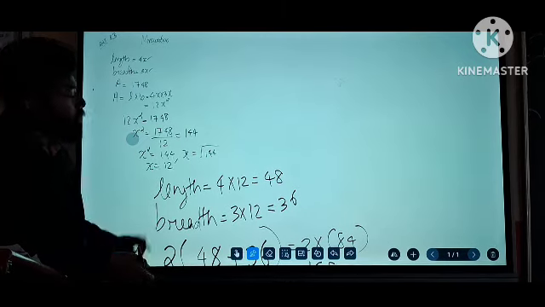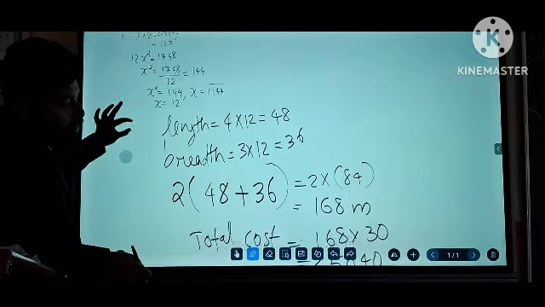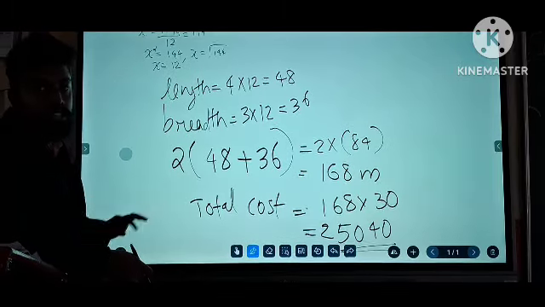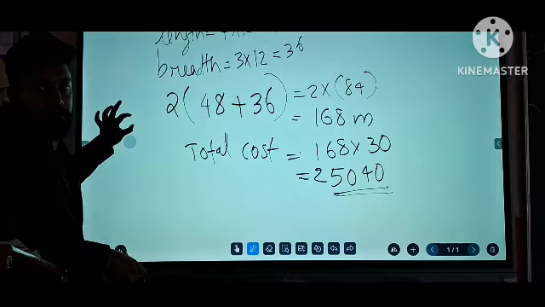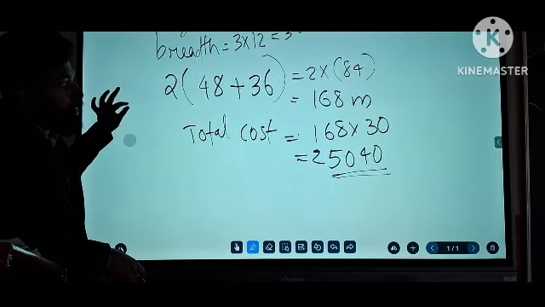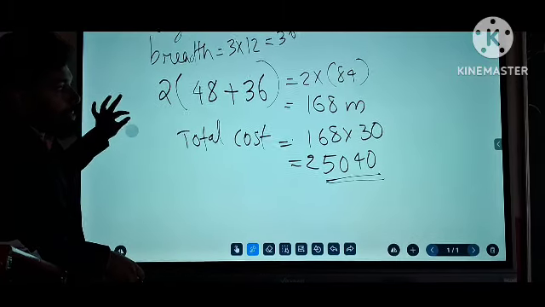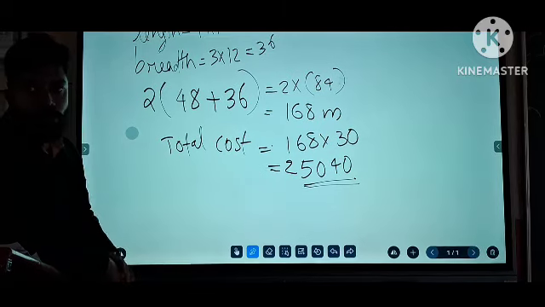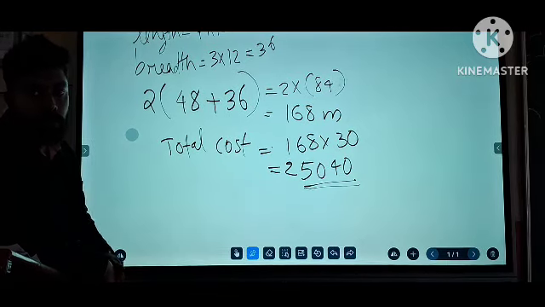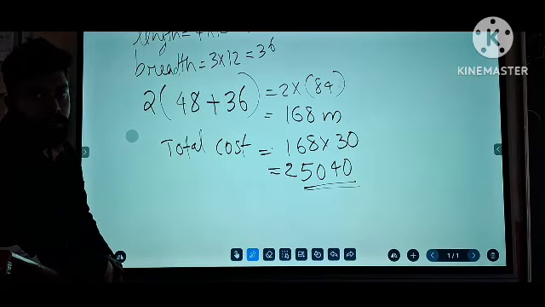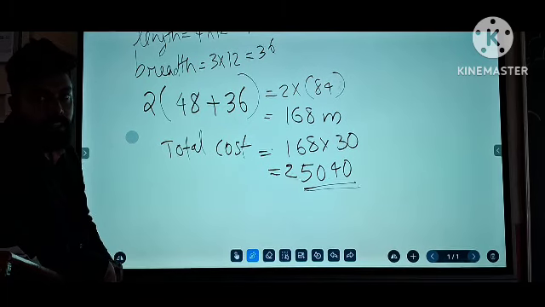Okay, so we find out the total perimeter, and it is given that for the fencing it will cost rupees 30 per meter. So total 168 meter has to be fenced. So it will cost 168 into 30. So 5040 rupees will be spent for that fencing. Is it clear? Okay.